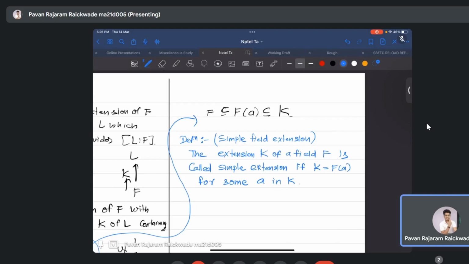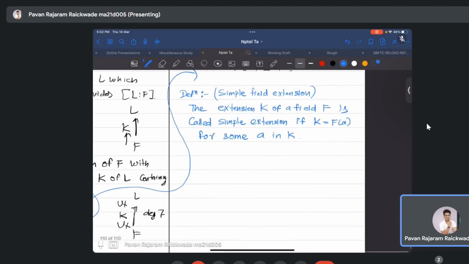Like for example, the complex numbers. The complex numbers are simply R(i), if you can see. I mean, that has to be proved later, but F(a) has the structure p upon q. You can take q as constant one, then you get the complex numbers, r in R(i). So you can now say that any finite extension of prime degree is a simple extension. Okay, so this is a definition.